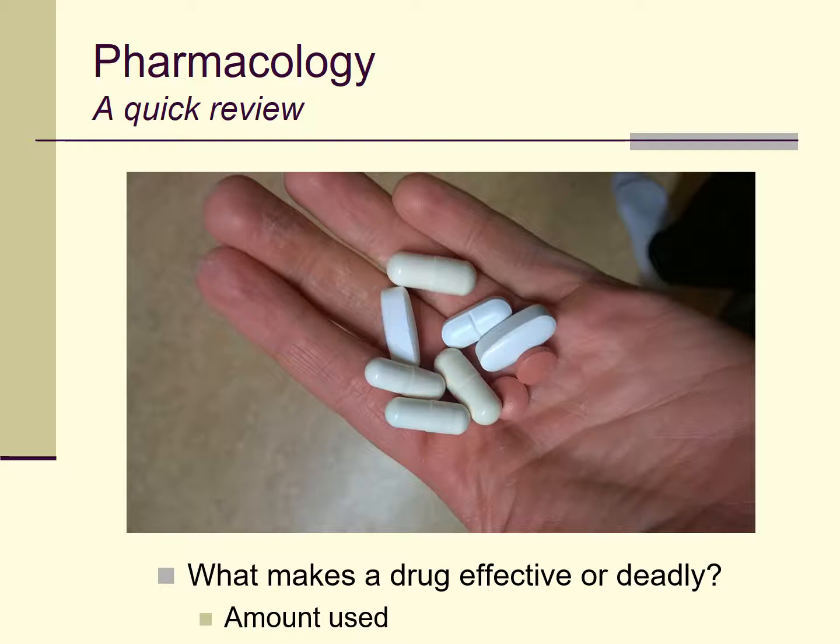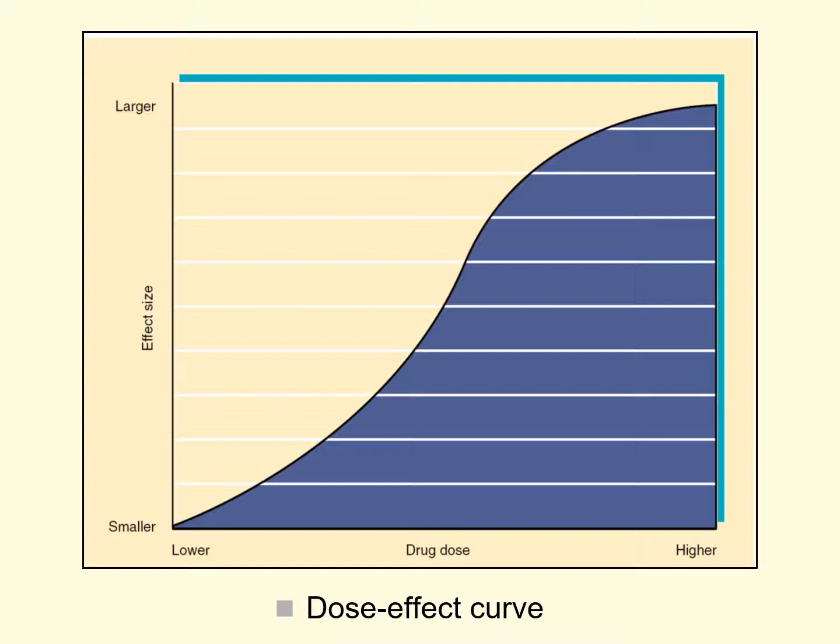So first off, the quick review of pharmacology. Now you may remember back in a previous lecture that I did, I asked the question, what makes a drug effective or deadly? What makes a drug toxic? And oftentimes the answer to that is, well, the amount of it that is used. And I talked a little bit about dose-effect curves, such as the effective dosing curve or the lethal dosing curve. Now, these ideas, dose-effect curves and the like, are all basic parts of pharmacology.